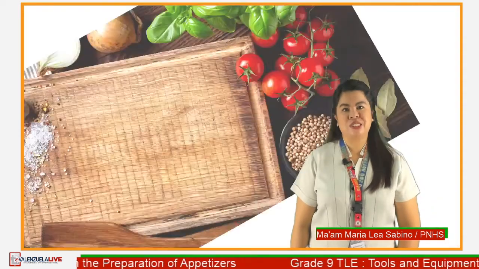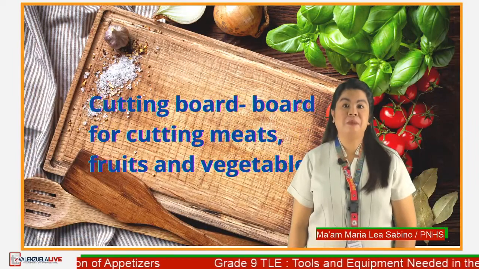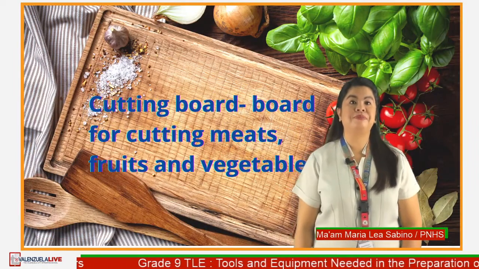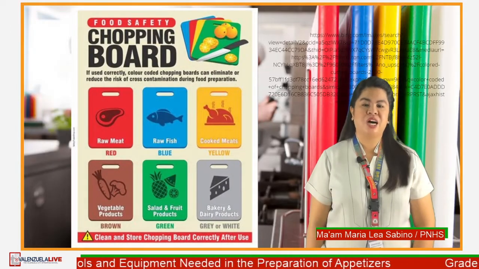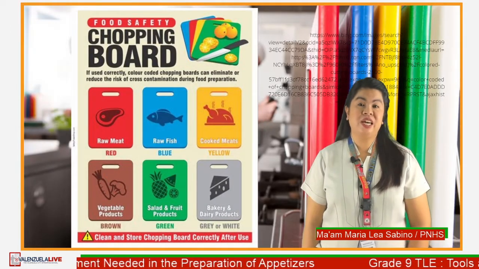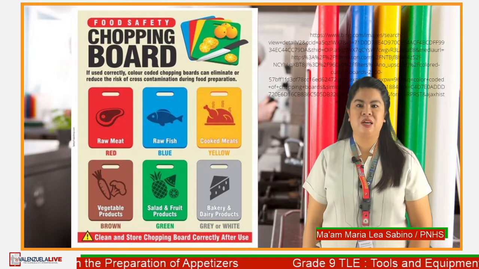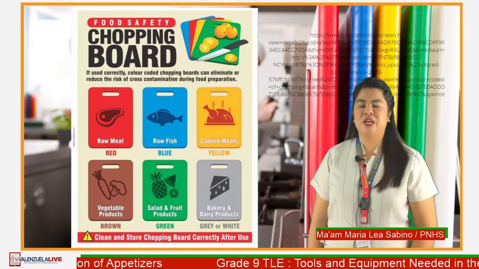Now, we have the cutting board for cutting meats, fruits, and vegetables. Color-coded chopping boards can eliminate or reduce the risk of cross-contamination during food preparation.